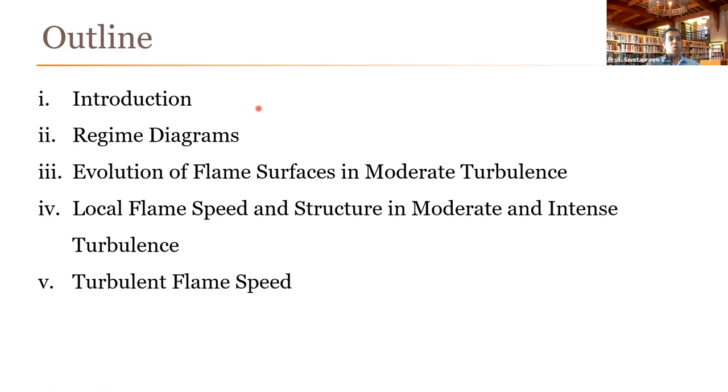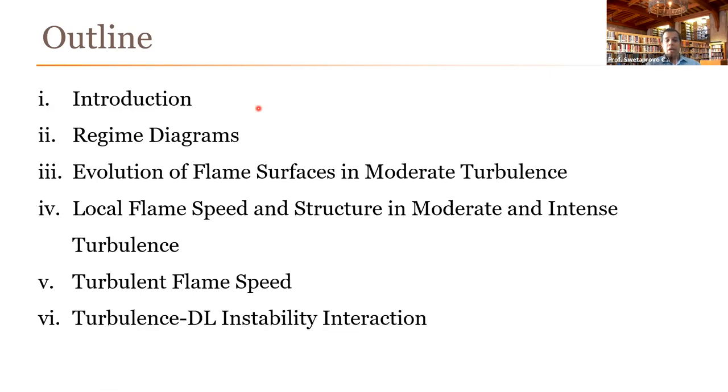And then we're going to move into a more global description, how the flame globally propagates, how we can describe the statistical propagation of the turbulent premixed flame, followed by turbulence Darrieus-Landau instability interaction, that is based on the exponents on the global propagation speed, on the scaling exponents of the global propagation speed, how we can distinguish between different regimes of flame propagation, which is dominated purely by turbulence as well as dominated purely by Darrieus-Landau instability, as well as their interaction. So this is the overall scheme of things.